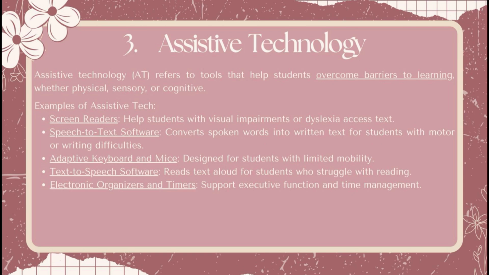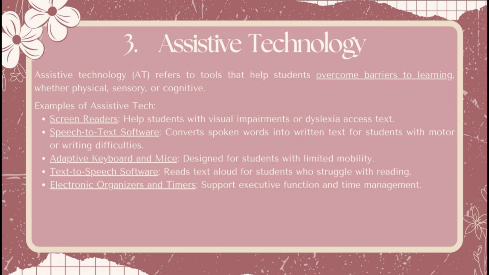Speech-to-text software converts spoken words into written text for students with motor or writing difficulties. For example, a student with dysgraphia or a student who has difficulty with writing uses Dragon NaturallySpeaking to speak answers aloud, and the software types them out on the screen.